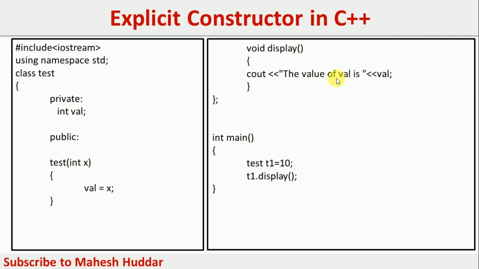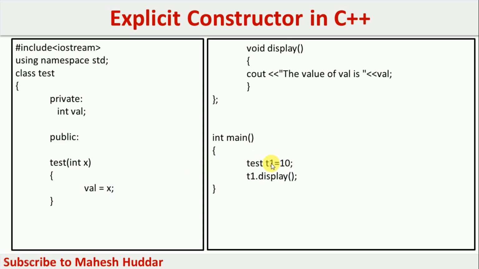Now coming back to the main part, in main we are creating an object here. The name of the object is T1 and we are passing 10 as a parameter. Now whenever you pass 10 as a parameter, the 10 is an integer and T1 is an object. So what happens is implicitly this 10 is converted into an object, and that 10 will be stored into val. This is the one parameter we are passing, so this parameterized constructor will be called and x will be stored into val. At the same time 10 is converted into an object here.